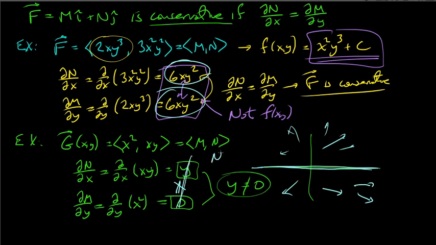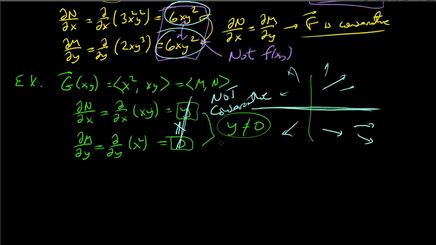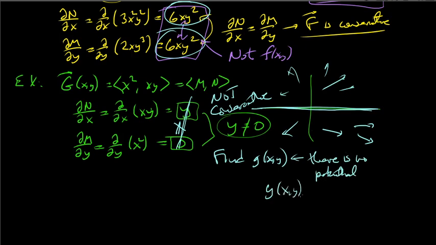So for that reason, this G is not conservative, right? Which is nice to know, because now there's no reason to check. There's no reason to find little g, because there is no little g, right? There is no potential function. So we can look at what we did earlier. We tried to find that g of xy, and it just didn't work. There is none. So that was a waste of time, because all we had to do was check this, which is a little bit easier, and then we can conclude that there is no potential function g.